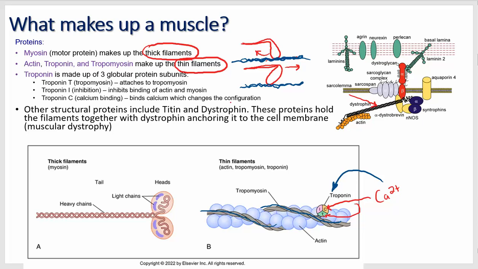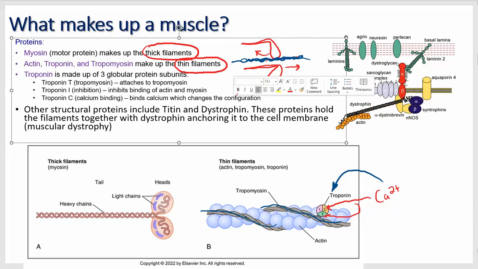There's an actin, and it helps anchor that muscle fiber to the membrane, the cell membrane, which is called the sarcolemma, but it's the plasma membrane in a muscle cell. And that's what holds everything together and keeps that cell stable. And so when the dystrophin is destroyed, then that muscle will fall apart and the muscle cell will die. Okay, and that's what happens in muscular dystrophy.